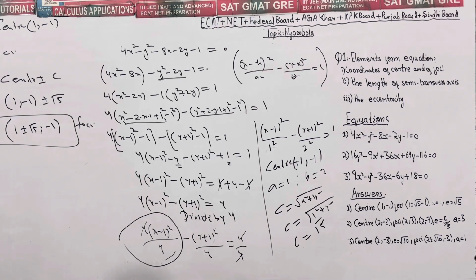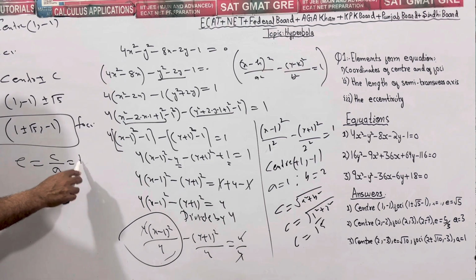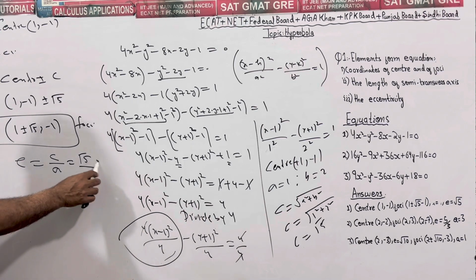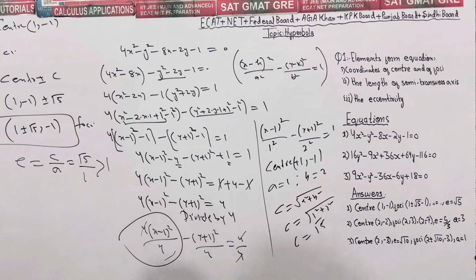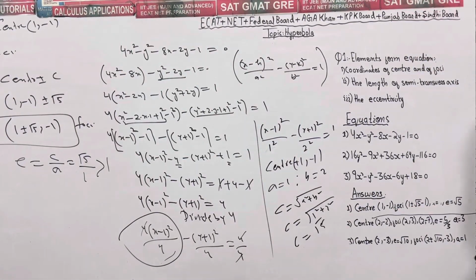And the next element that we are asked is eccentricity. Eccentricity is very simple. It is given by C over A. C is root 5 and A is 1. Look at this, it is greater than 1, and the eccentricity of a hyperbola is always greater than 1. One can check all these elements, they are written here.